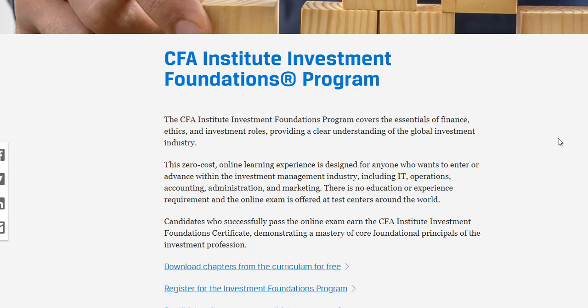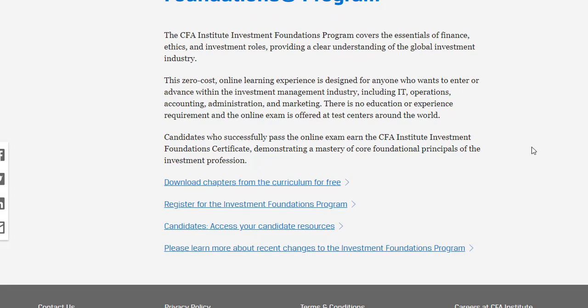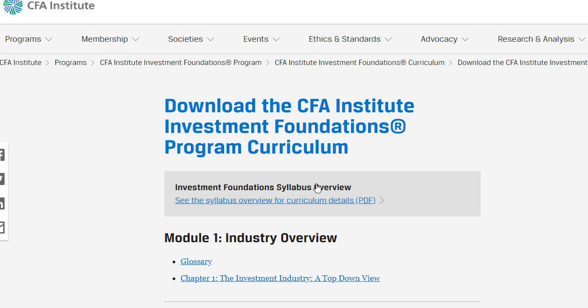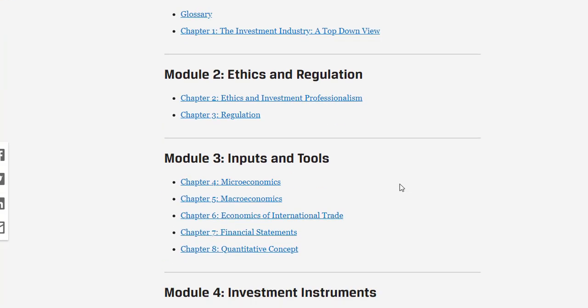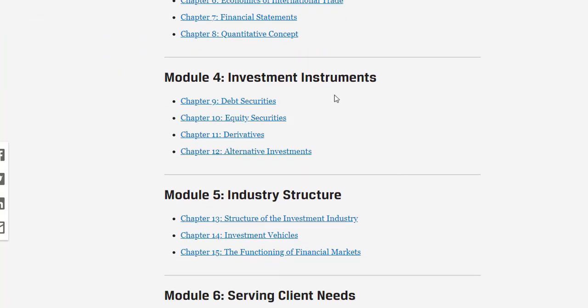That's changing in February 2014. Anyone with access to an internet connection will be able to do the test themselves from their own computer using the internet by pledging a declaration that they didn't use their notes to study. So if I scroll down a little bit more here, you can see download the chapters from the curriculum for free. You can register for the Investment Foundations program. And so again, if I just click on that, and you can see here's the modules and the chapters. And what I'm saying is that Module 4, Investment Instruments, the Chapter 10 on Equity Securities Stocks is a very good one, 26 pages. Chapter 9 on Debt Securities is also a very good one if you're not so familiar with bonds, okay?